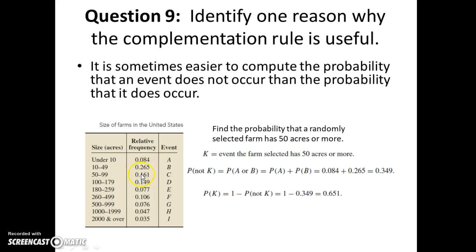If there are more numbers that you would have to add, just add the fewer numbers and subtract from 1. You will still get the same answer.